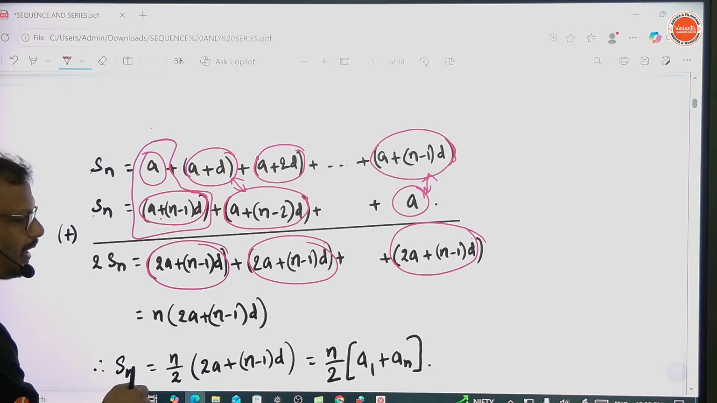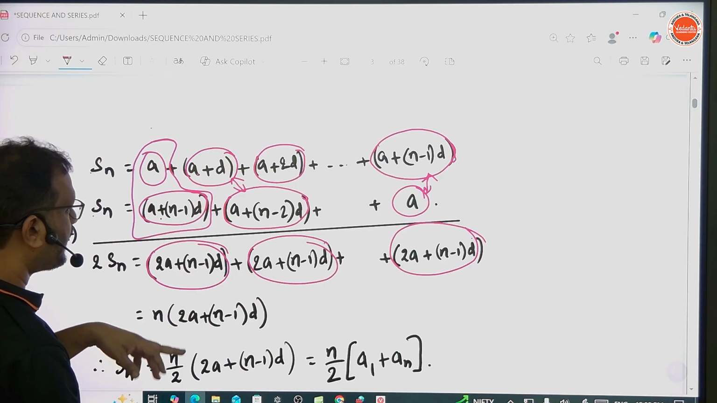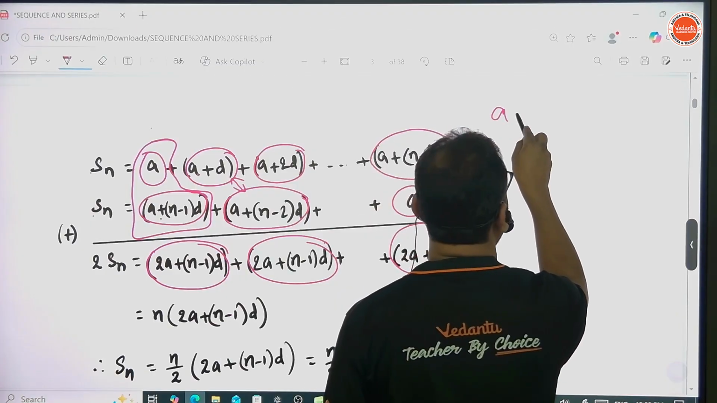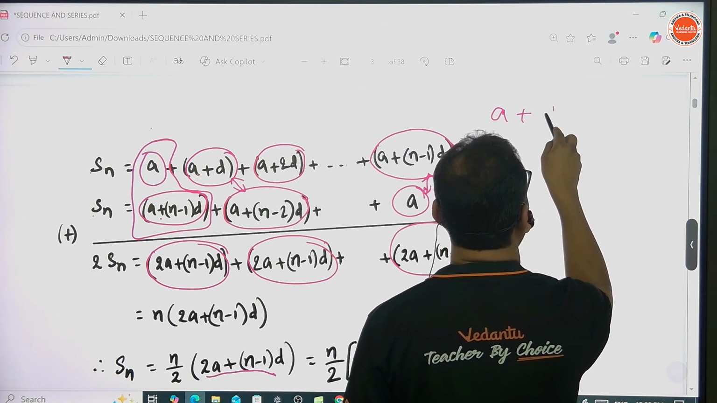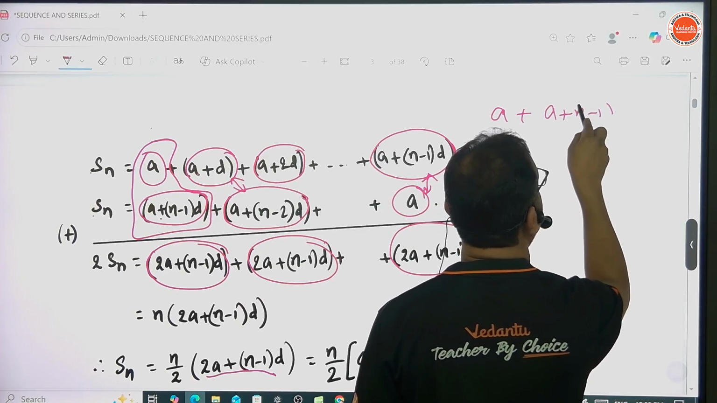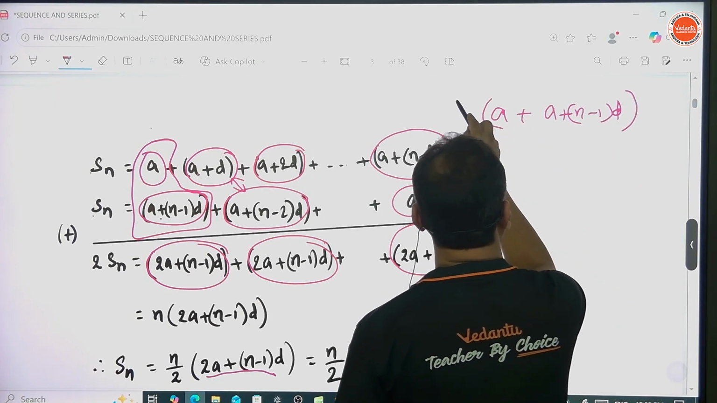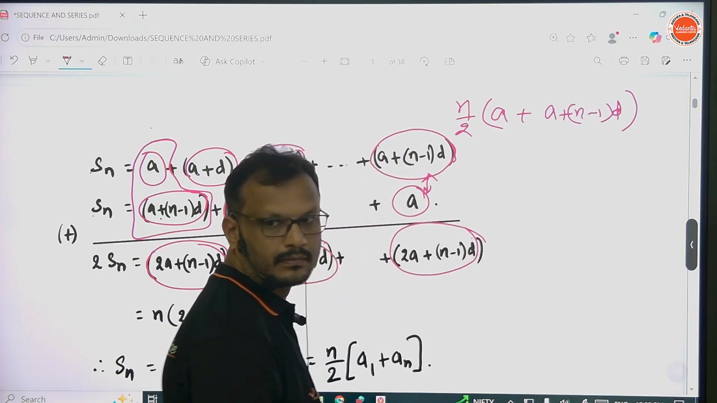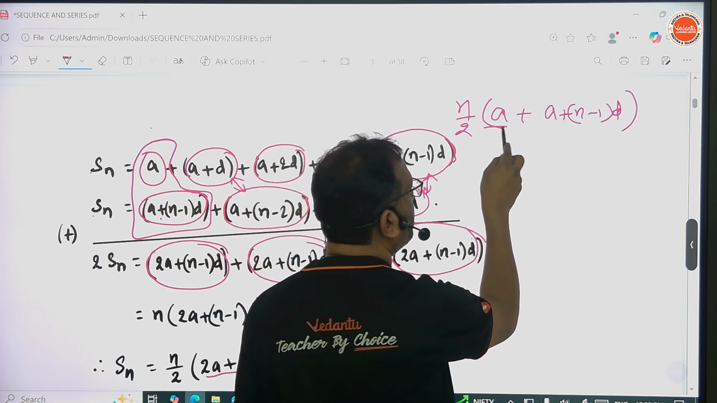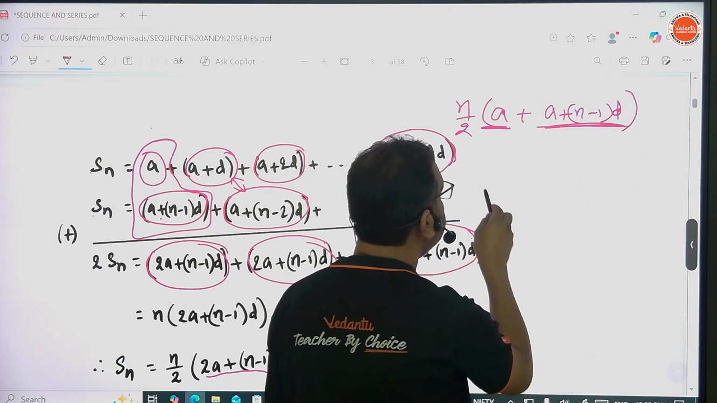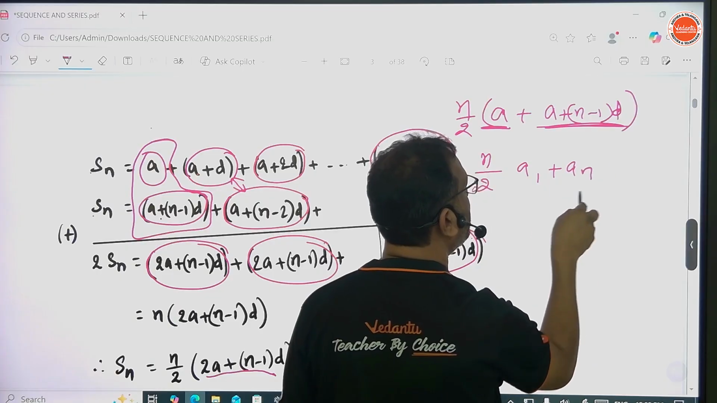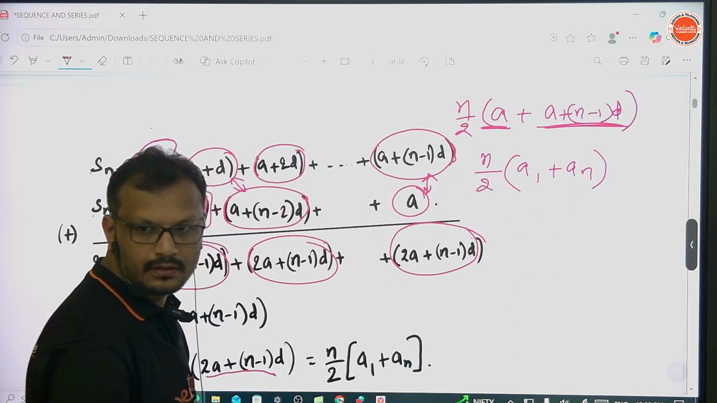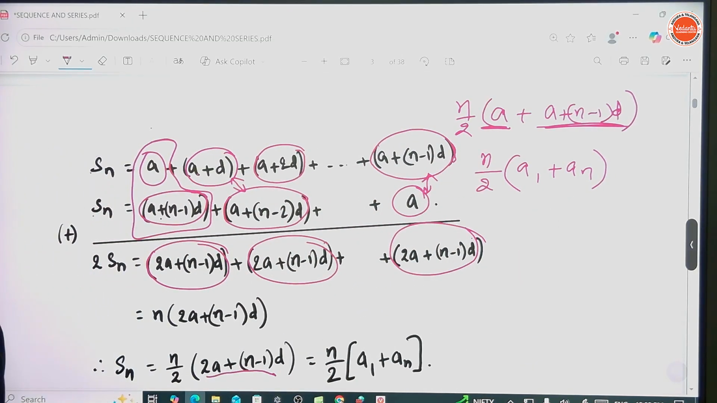If you are talking about this, n by 2, we can write A plus, you can just see, A plus n minus 1 D. Can we write like this? N by 2 into. What is A? First term. What is this one? Nth term. So that means you can write this as n by 2 into A1 plus An, first term plus last term. So that will be the formula. You people wrote it already, you knew it, but did not know how it comes.